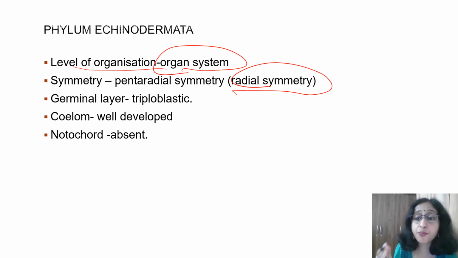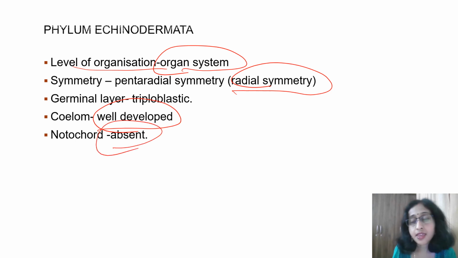The layer is triploblastic, that is endoderm, mesoderm and ectoderm they are having. So the xylem is very much well developed in this Echinodermata, and notochord, all these are non-chordate, so no notochord is present, so notochord is absent. So next we are moving on to the phylum Echinodermata, other characteristics of phylum Echinodermata.